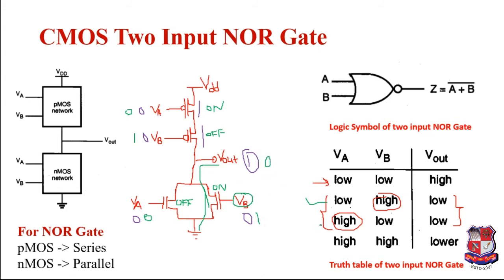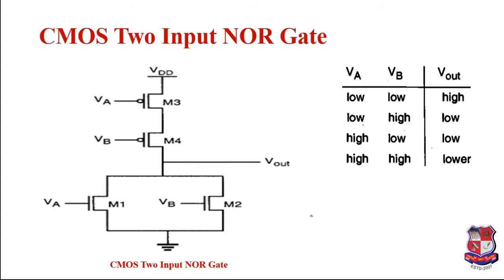Similarly, you can verify VA as logic high and VB as logic 0. In the case where VA and VB are both logic high, both NMOS transistors will be turned on and short circuited, and therefore our output will become 0. So this is how your CMOS 2-input NOR gate looks like. You can easily design it with the help of the concept that I have explained.